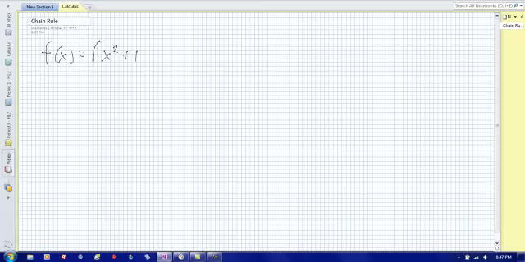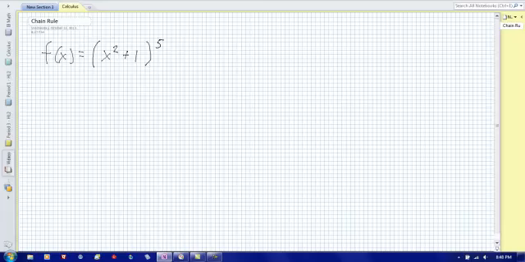Put it in parentheses. We'll raise the whole thing to the fifth power. Now, if we wanted to find the derivative of this, we could expand this, but if you've done it once, it's kind of fun, kind of interesting, but after a while it gets pretty tedious. But we have a rule that we can find the derivative of f of x without having to do that.